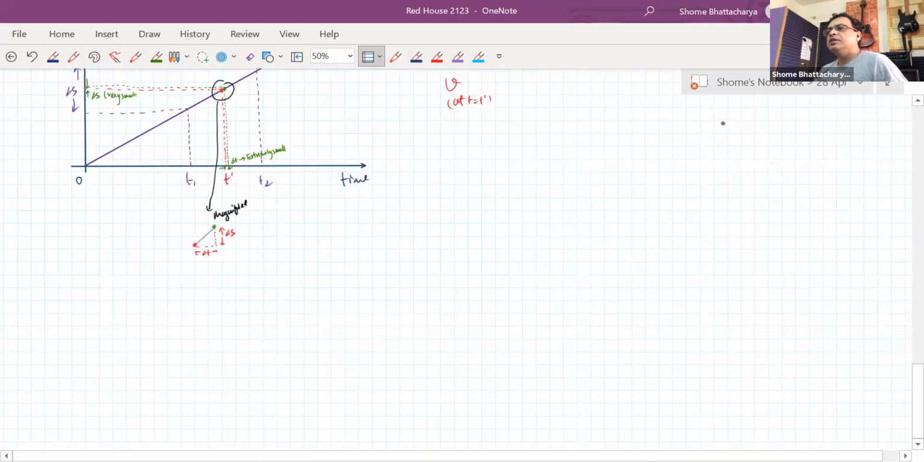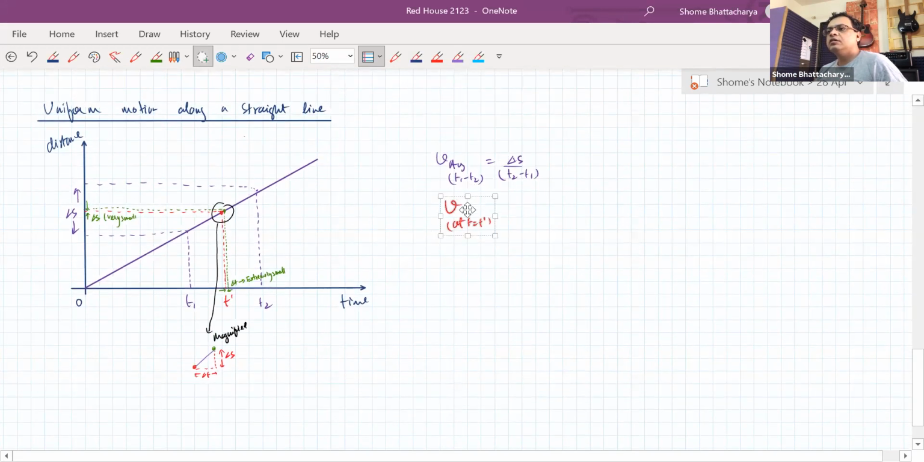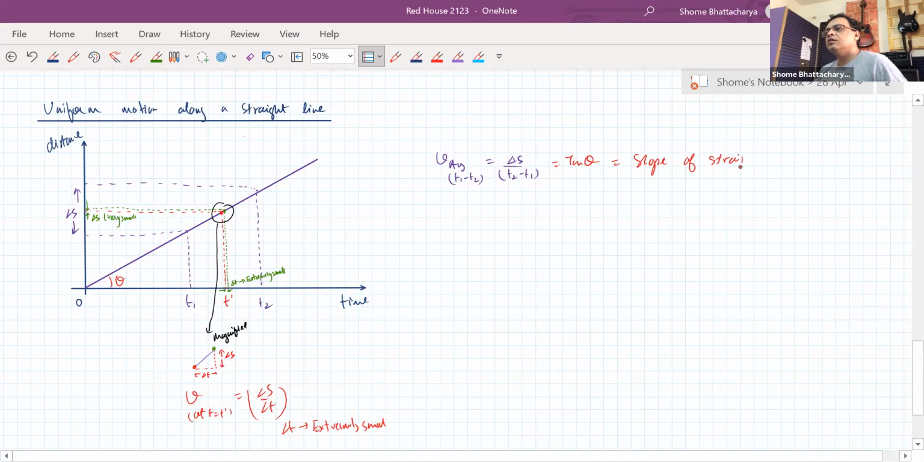So now this is becoming the instantaneous speed. This quantity that we were calculating is now delta s by delta t, but under the condition that delta t is extremely small. If this angle is theta, you can see that this is also equal to tan theta, or what we call the slope of the straight line. And this angle will also be theta.